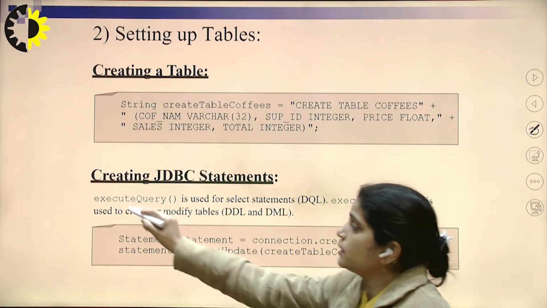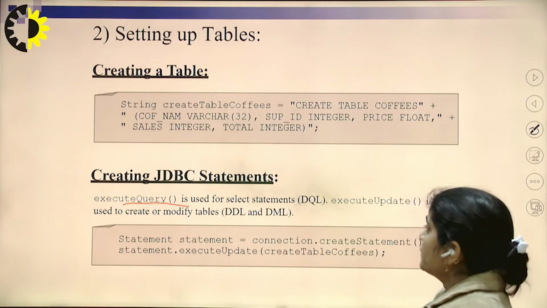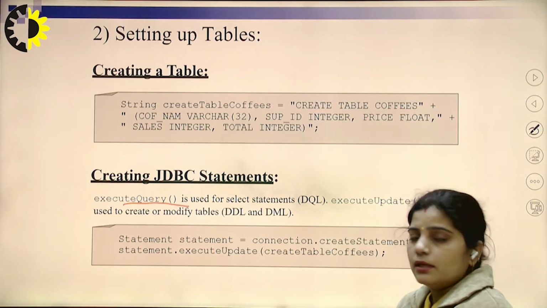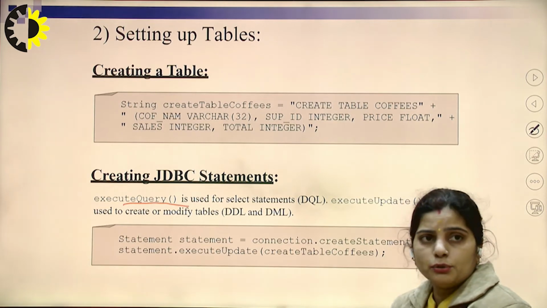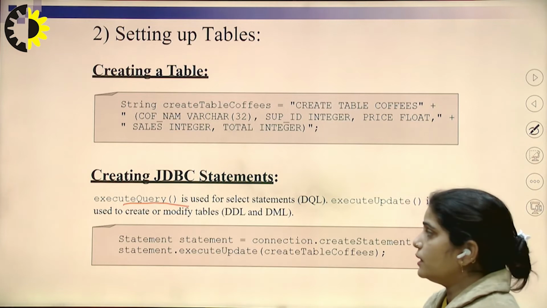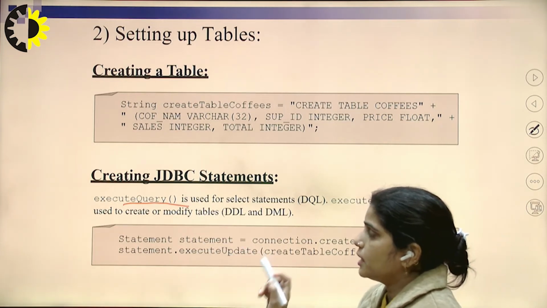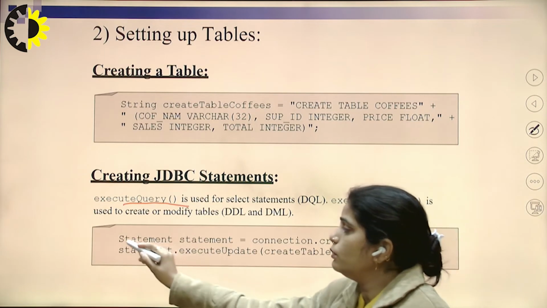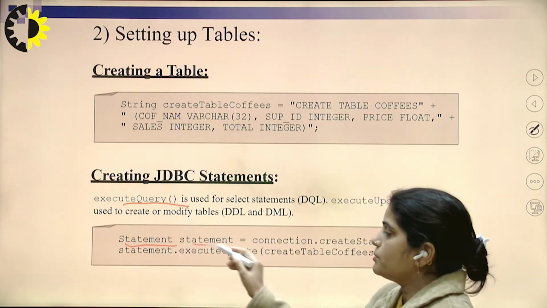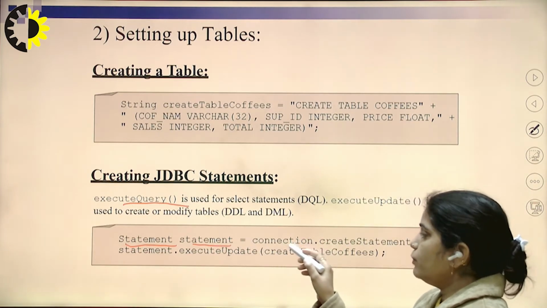Basically, the method execute query is used for select statements, and execute update is used to create or modify tables. Here DDL and DML are used to create or modify the tables: data definition language and data manipulation language. Now to create the statement of JDBC, we use the statement class. After that, a statement object will be created.